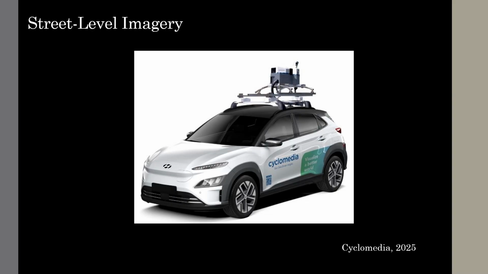Most commercially available street-level panoramic imagery is captured with mid-size SUVs like the one pictured here, with imaging systems attached to the roof racks. Each image that is taken exists at a specific X, Y, and Z coordinate. And again, this is an example of one of the cars from a street-level imagery provider that I personally work for called Cyclomedia.